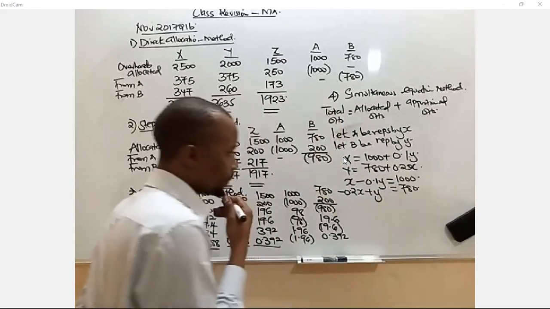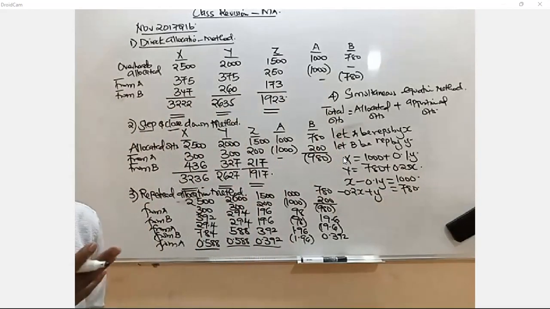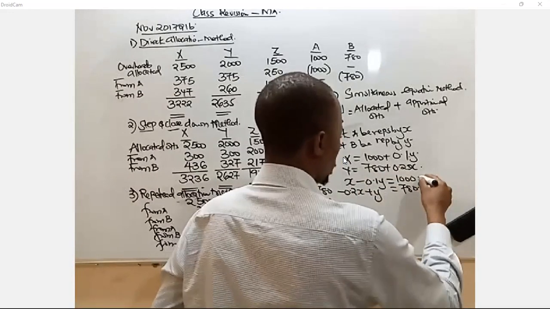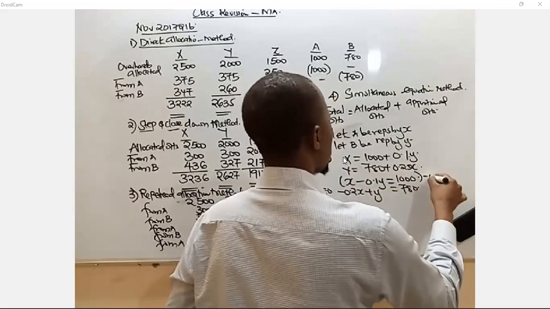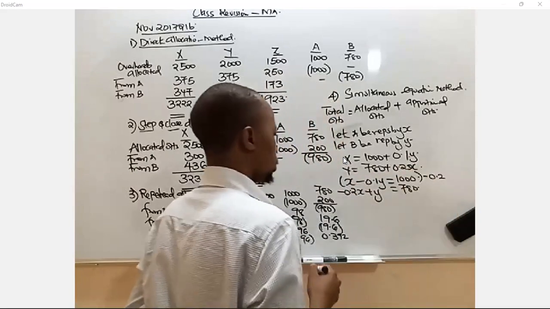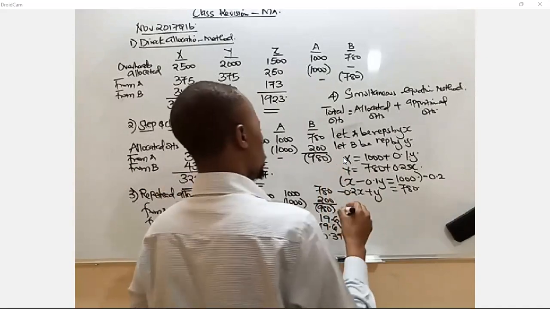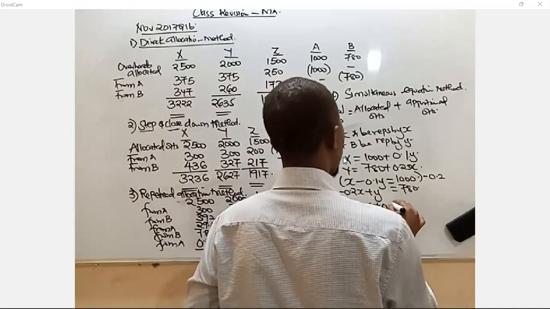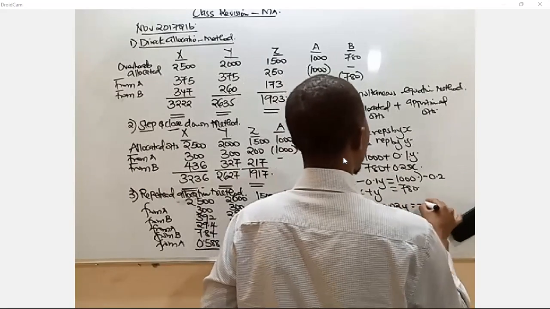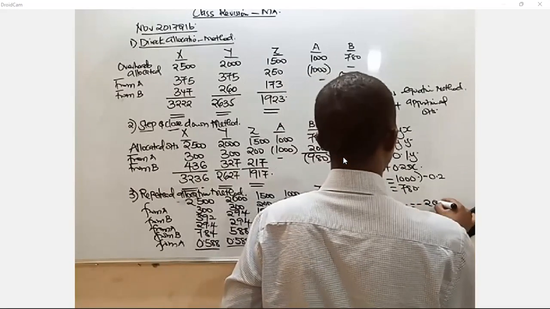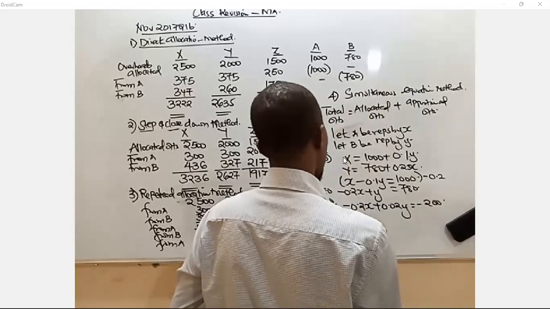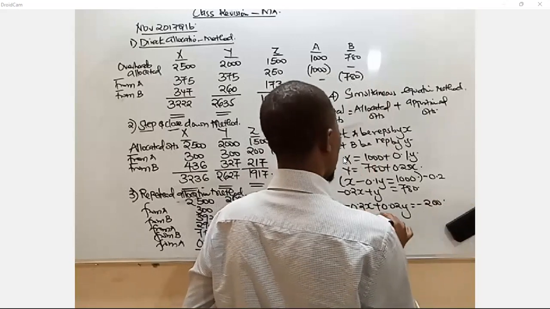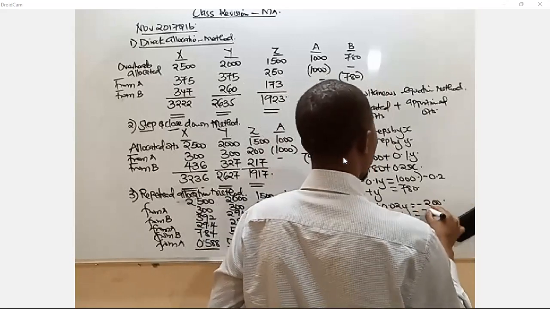And we say, because we are using the elimination method, you can choose to eliminate one. So in this case, allow me to multiply my first equation with negative 0.2 so that the X can be equal. So it will be negative 0.2X plus 0.02Y should be equal to negative 200. Negative 0.2X plus Y should be equal to 780.